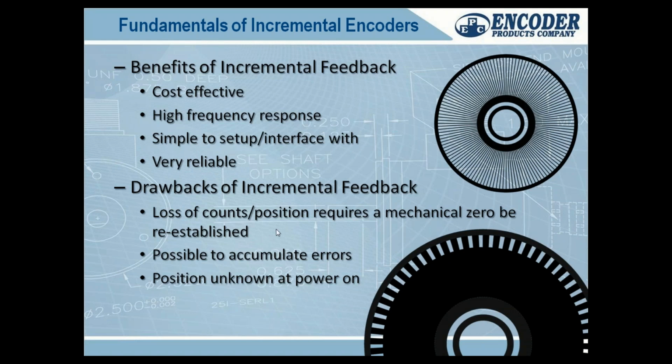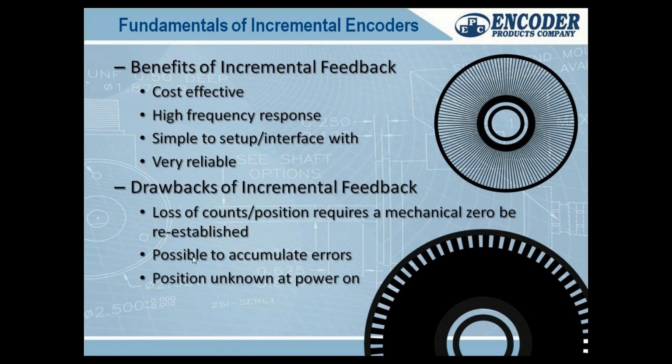Drawbacks. You lose your position. It shuts off. It just puts out pulses. It doesn't know where it is. There's no brain, if you will, in an incremental encoder. So if it's critical, especially in a safety application, that you cannot lose position during a power loss, incremental encoders are not the way to go.